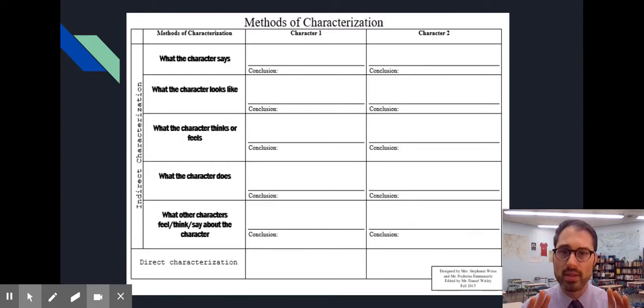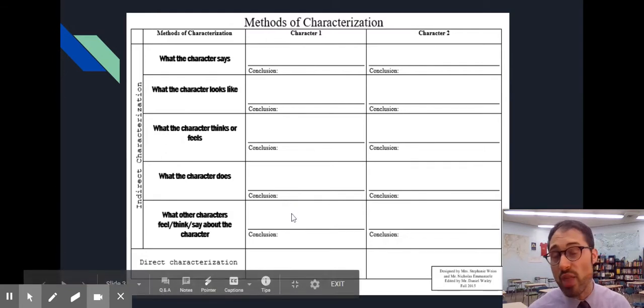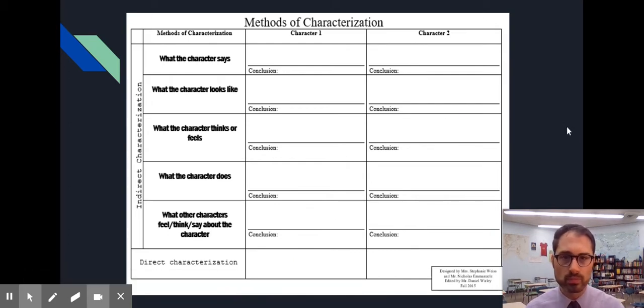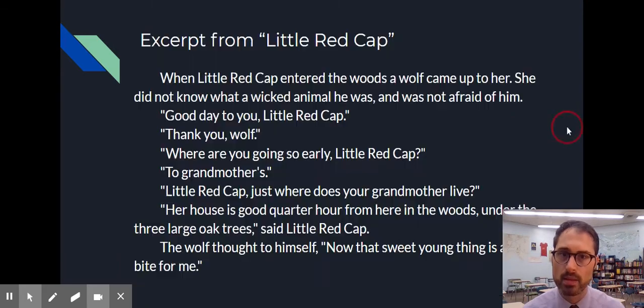You will have a sheet that looks like this, or if you want to create your own, either on paper or on Google, for us to take a look at a character at a time and give examples of what that character says and looks like, what they think or feel, what they do, what other characters say about them, and what we're flat out directly told. So if this helps, we're going to be taking a look at this at the end here again.